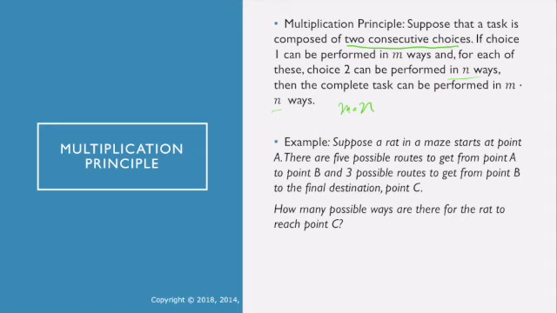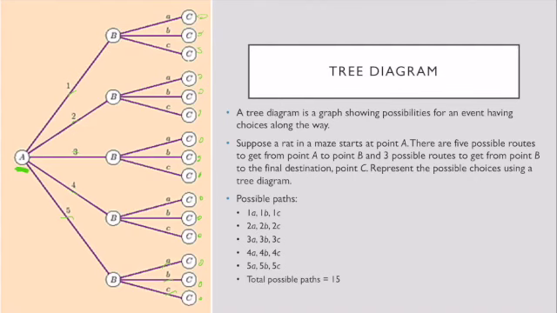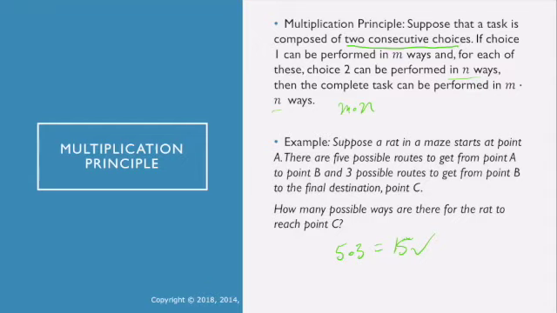So suppose a rat in a maze starts at a point A. There are 5 possible routes to get from point A to point B and 3 possible routes to get from point B to point C. How many possible ways are there for the rat to reach point C? We're going to take 5 times 3, which is 15, which is what we just found when we looked at this beautiful tree diagram, right? But this way we don't have to draw an entire picture.